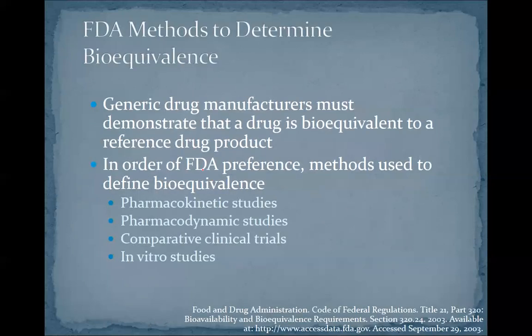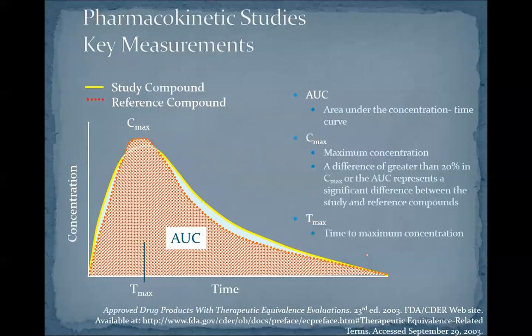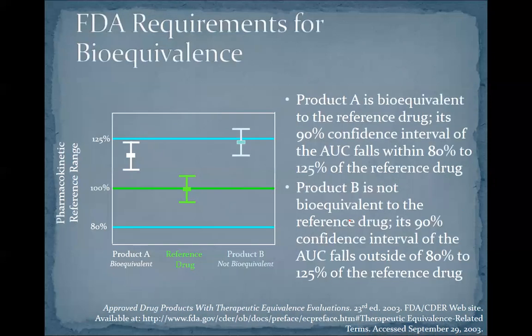Now, as per the FDA guidelines, the generic drug manufacturer must demonstrate that the drug is bioequivalent to the reference drug. In order to have the FDA preference, you should have pharmacokinetic studies, pharmacodynamic studies, comparative clinical trials, and in vitro studies. And then you monitor the area under the curve, which should be almost similar, like this is mentioned out here. The Cmax and Tmax should be comparable.